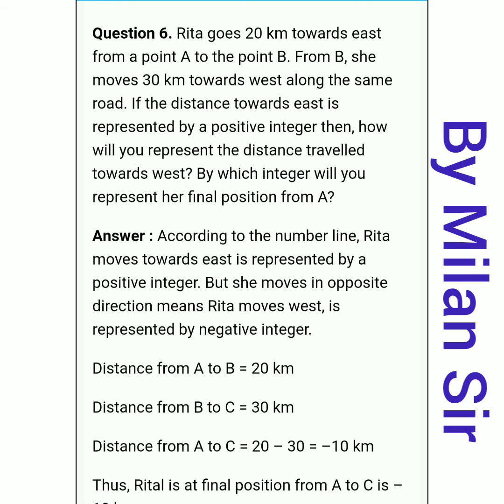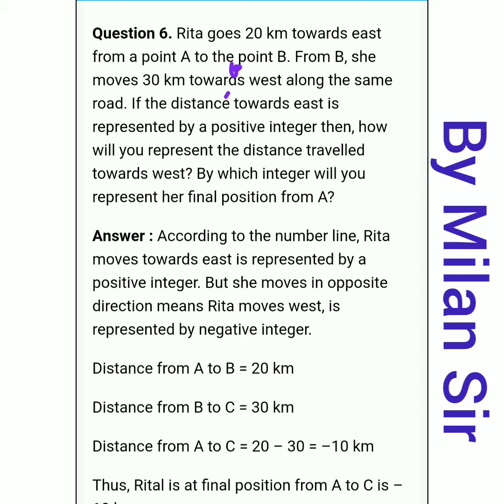Okay, so our first answer is negative. That means if the distance toward east is represented by a positive integer, then how will you represent the distance traveled toward west? Okay, so we need to consider the negative sign. Now, by which integer will you represent her final position from A?